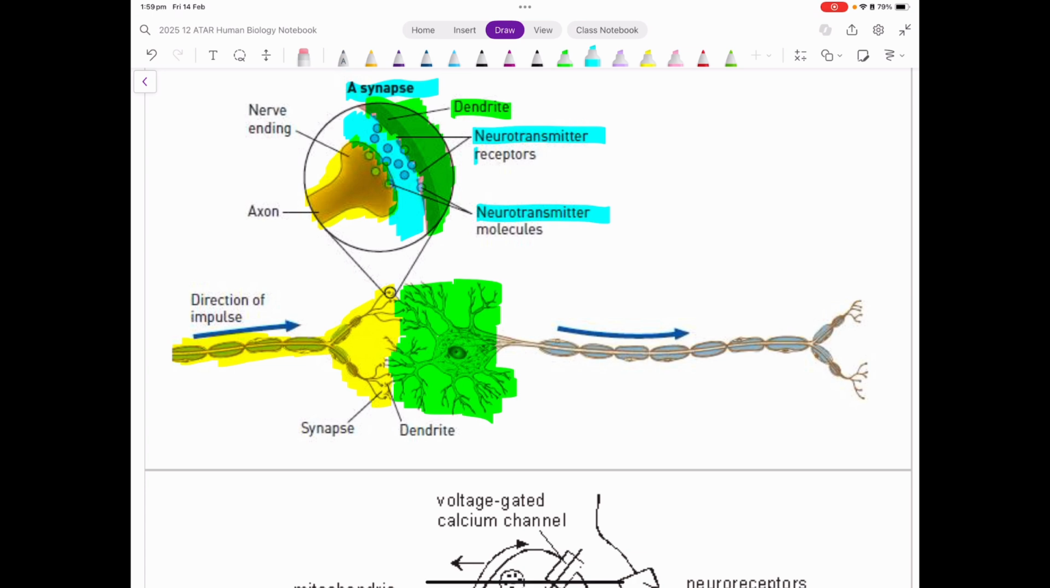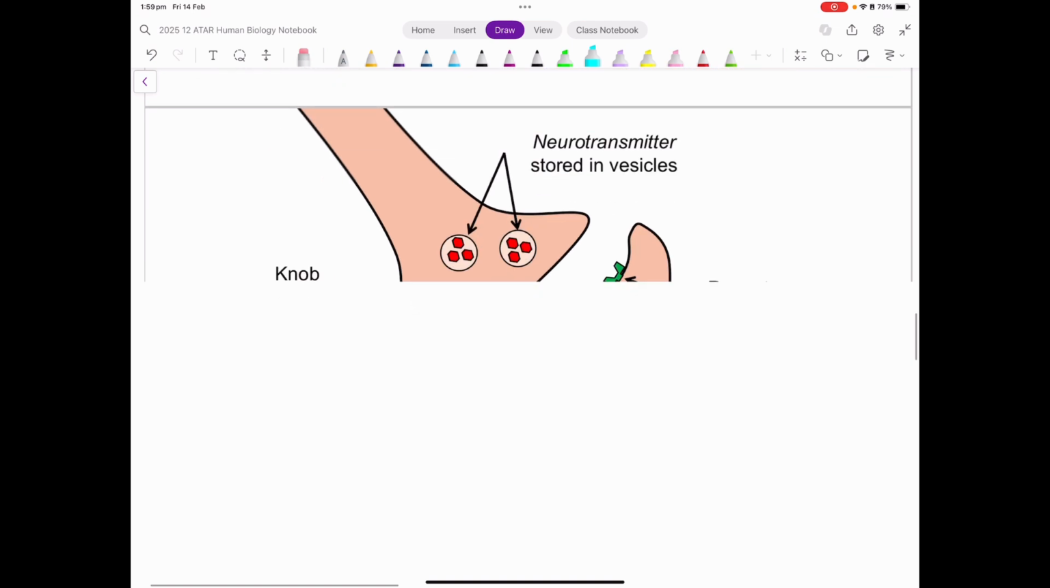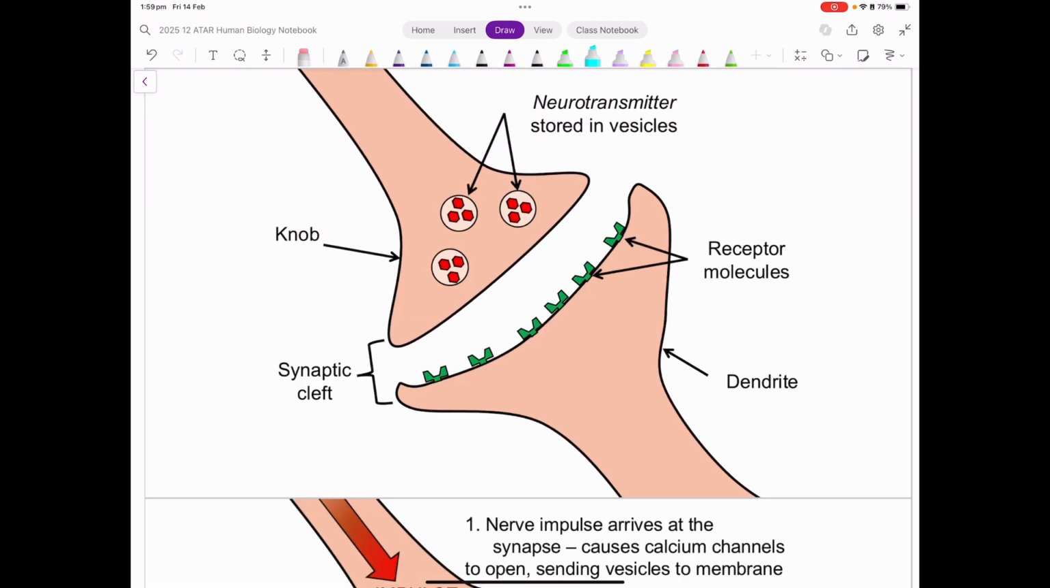So if we have a scroll down now and we have a look at this diagram, we can see a little bit closer and a little bit clearer what's happening in a synapse. And there are some key things happening here. Number one, the synapse, also sometimes referred to as the synaptic cleft, is this region in between these two neurons. Okay, so that there is the synaptic cleft.